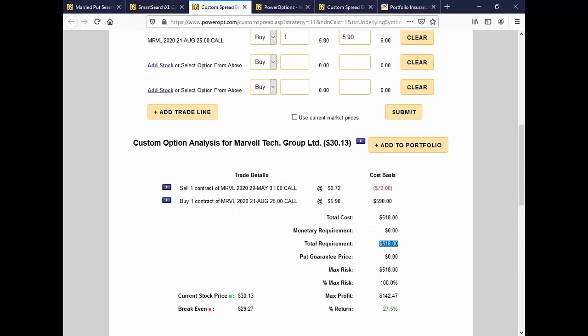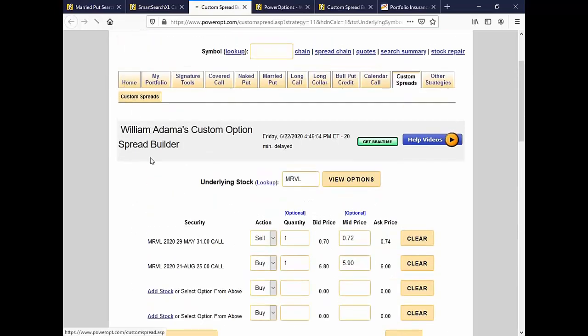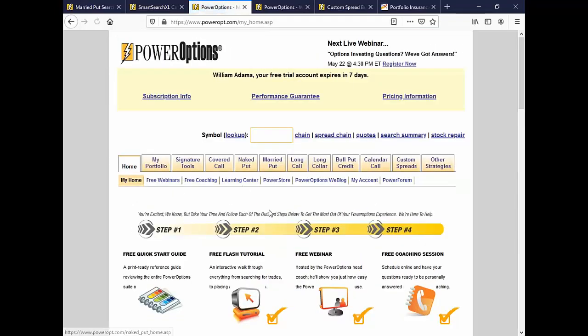Okay, so Jim, that sort of covers the topic there for searching and screening for the calendar call spreads. And Graham, that takes care of the comparison that we were talking about with using a deeper in the money position.